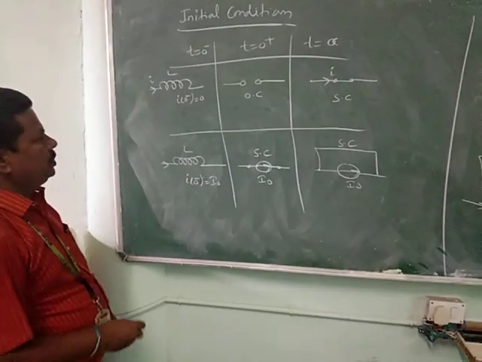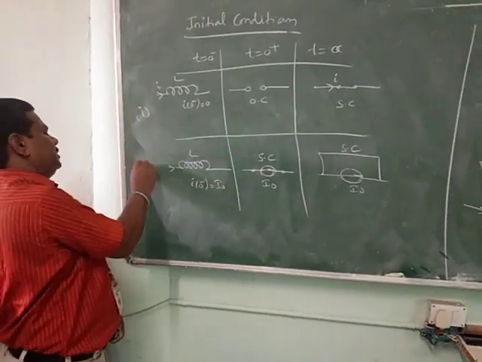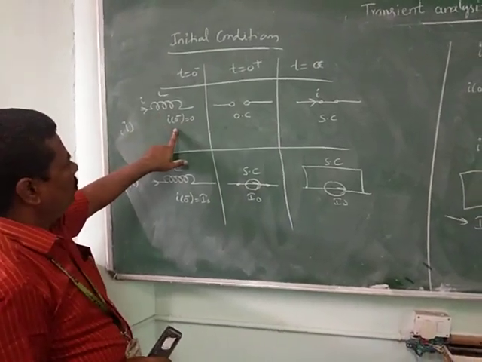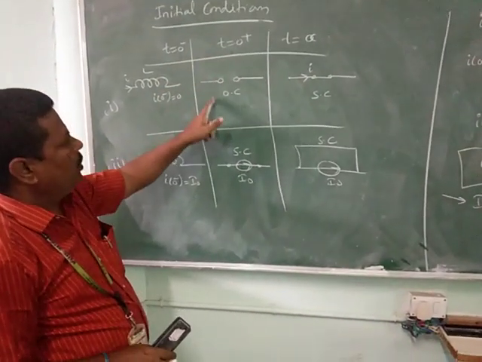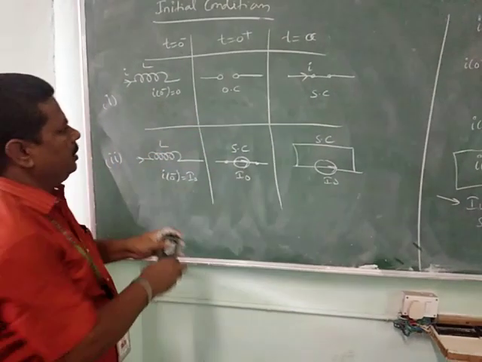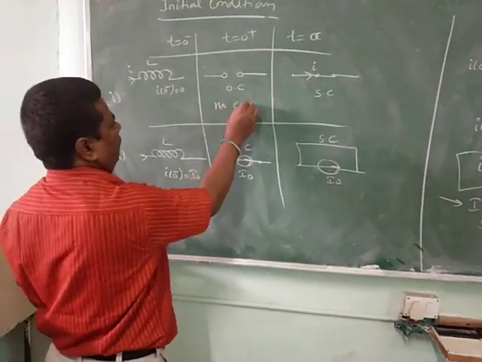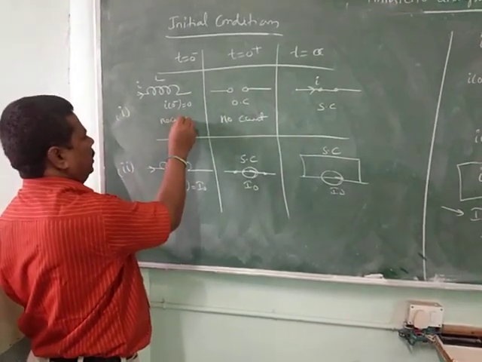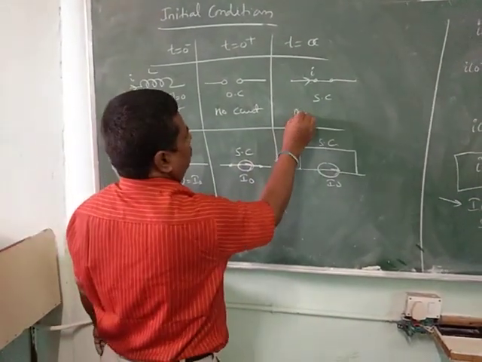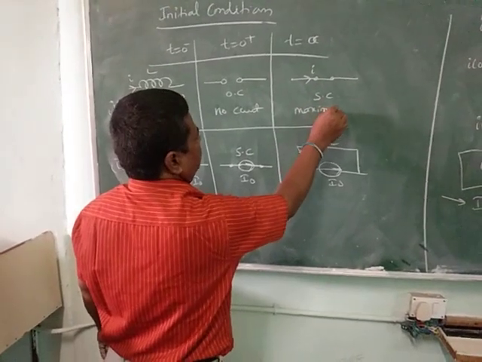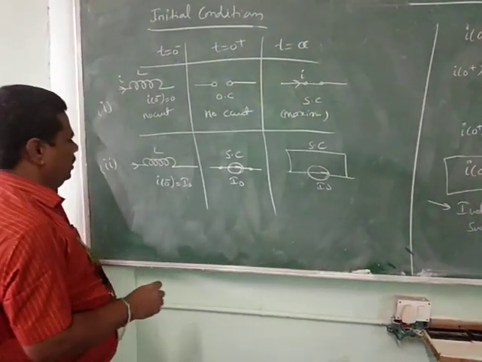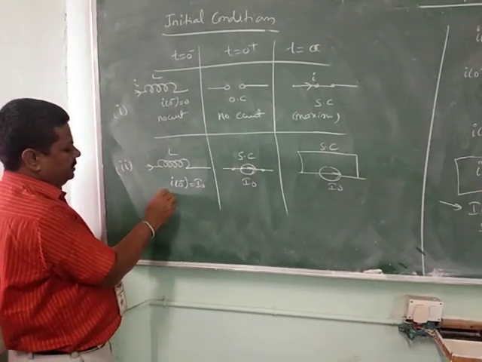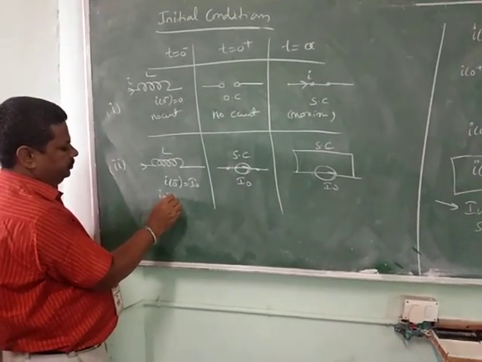Remember these two cases. In case 1, the inductor current is equal to 0. At t is equal to 0 plus, it is an open circuit with no current. At t is equal to infinity, it allows maximum current. Now here, in the second case, the initial current is I naught.